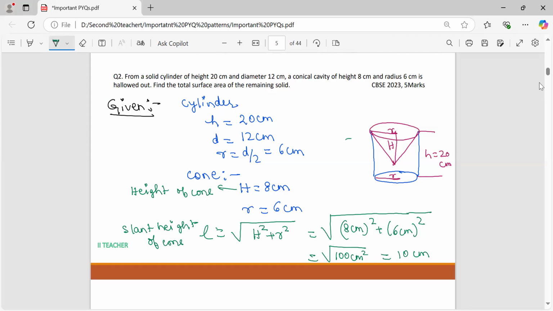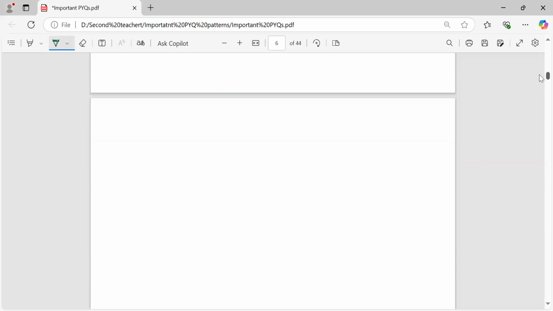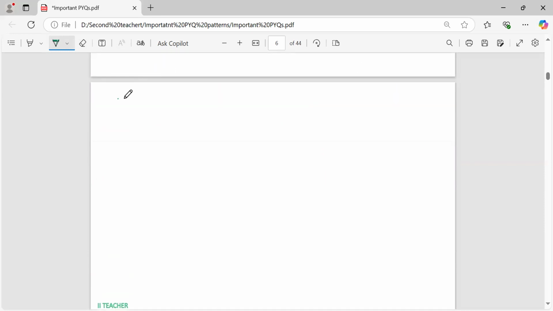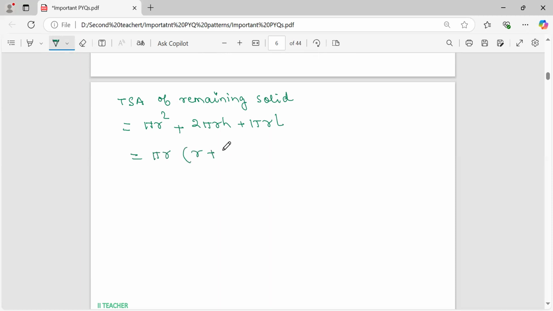So now you can find out the total surface area of the remaining solid. So let's do total surface area of the remaining solid. कैसे आएगा ये? इसमें एक पाई आर स्क्वायर है, जो नीचे वाला पाई आर स्क्वायर मैंने दिखाया, प्लस 2 पाई आर एच है, जो कर्व सरफेस एरिया ऑफ द सिलेंडर है, प्लस पाई आर एल है, जो कर्व सरफेस एरिया ऑफ द कोन है. सो इसमें आप पाई आर को कॉमन ले सकते हो, तो आर प्लस 2h प्लस एल, है ना.